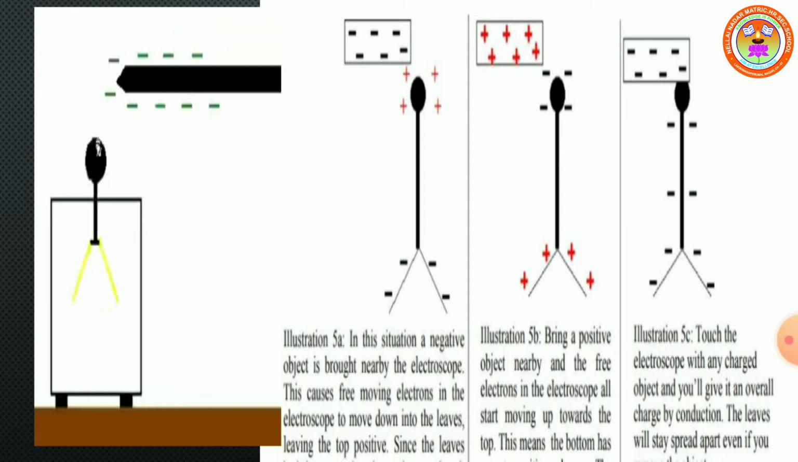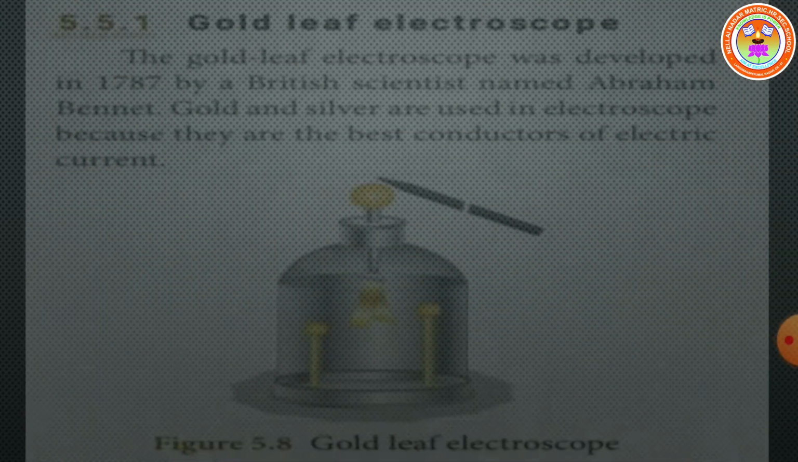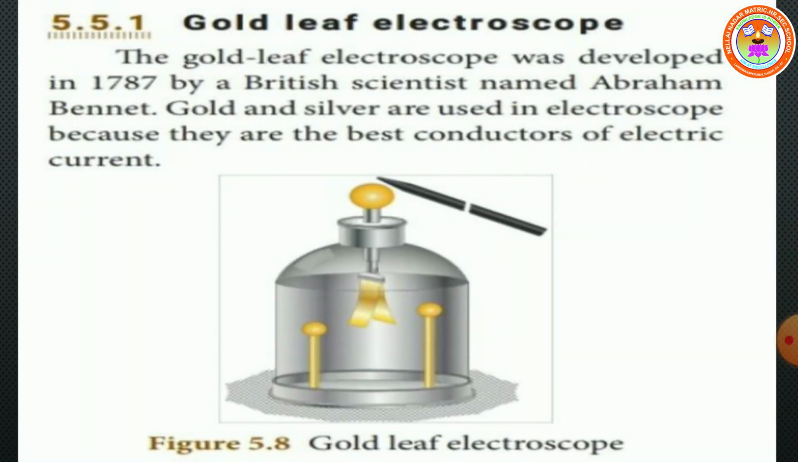Next we are going to see the gold leaf electroscope. The gold leaf electroscope was developed in 1787 by the British scientist named Abraham Bennett. Just now we have discussed, gold and silver are good conductors of electricity. Gold and silver are used in the electroscope because they are the best conductors of electricity.